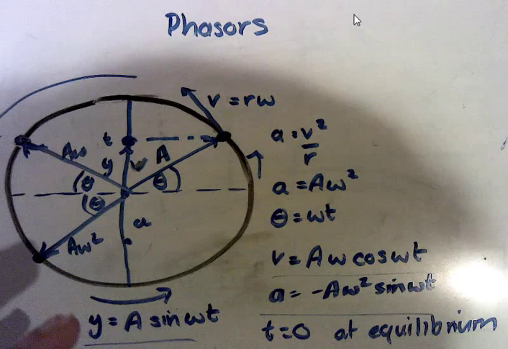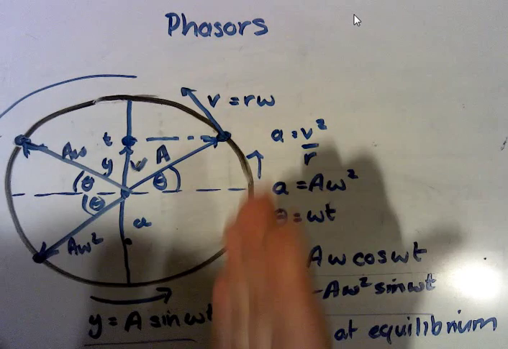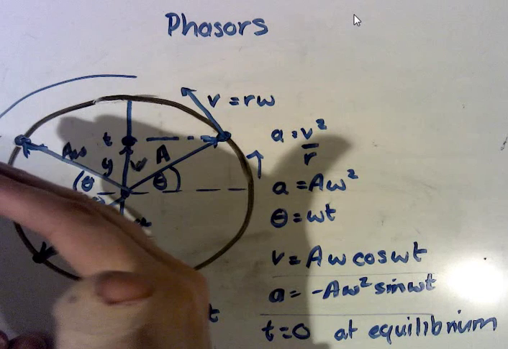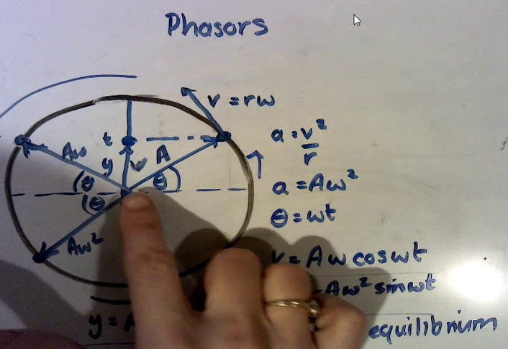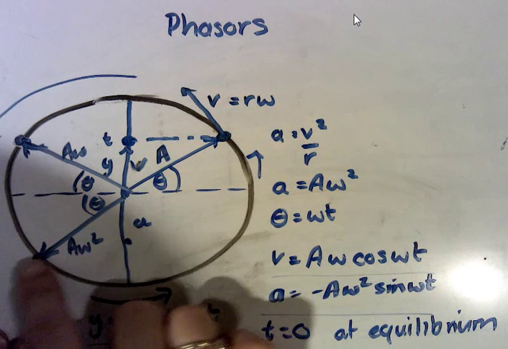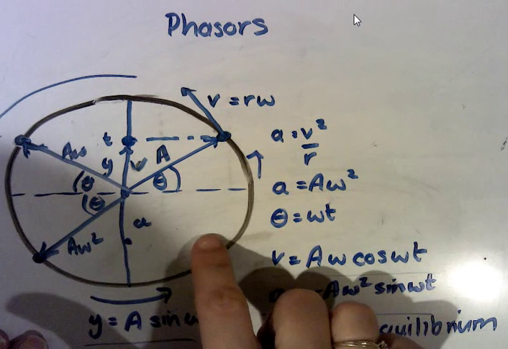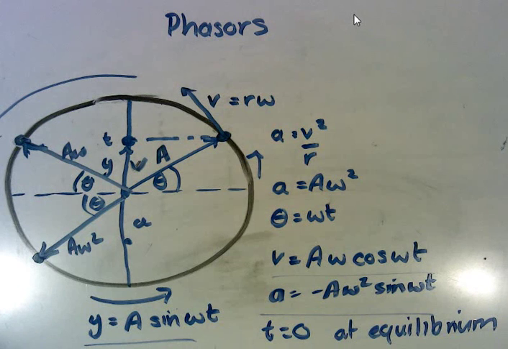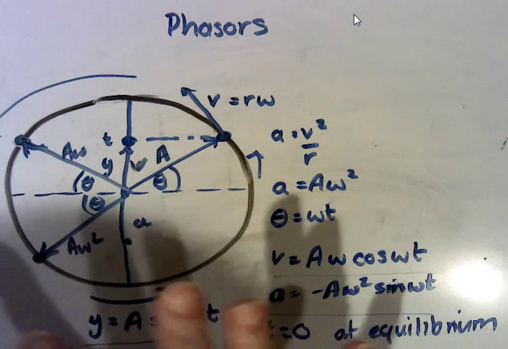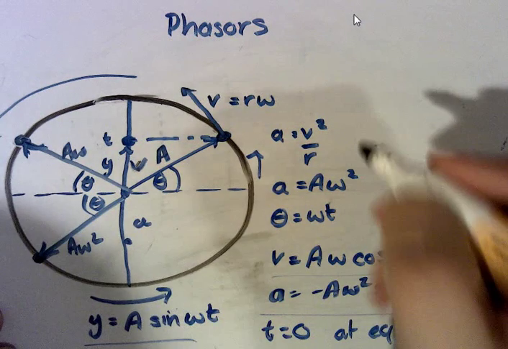But if t equals 0 at an end point, so either at the top or at the bottom, we end up with the equations y equals a cos wt, because we're around here, v equals minus a w sine wt, and a is equal to minus a w squared cos wt.